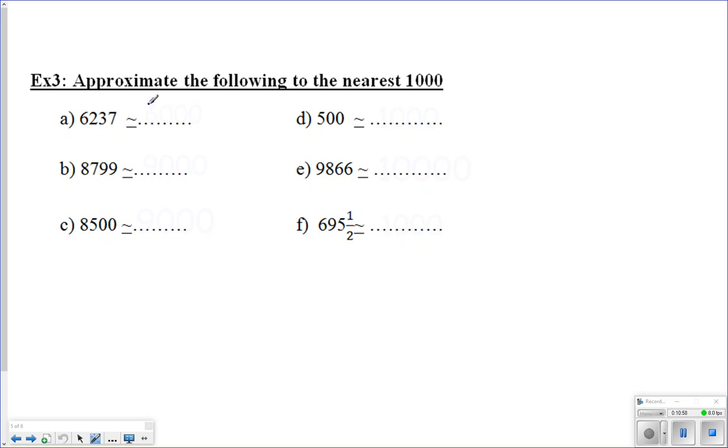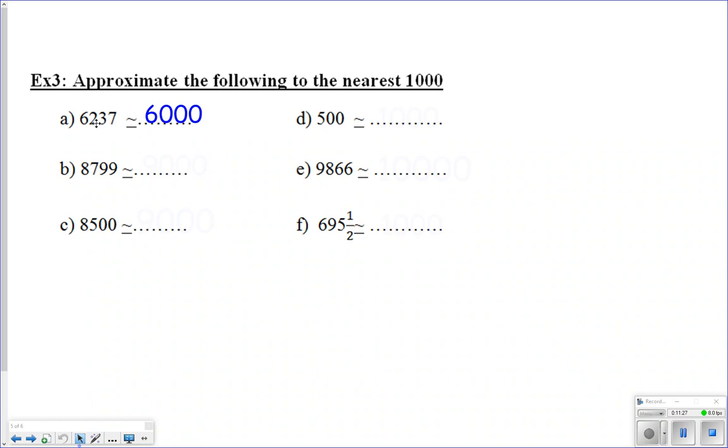What about the other numbers? We are approximating to the nearest 1000. How many zeros does 1000 have? 3 zeros. So we must have 3 zeros in the answer. While approximating to the nearest 1000, and 1000 has 3 zeros, we must have 3 zeros also. So the answer will be 6000. The 2, 3 and 7 will become zeros.